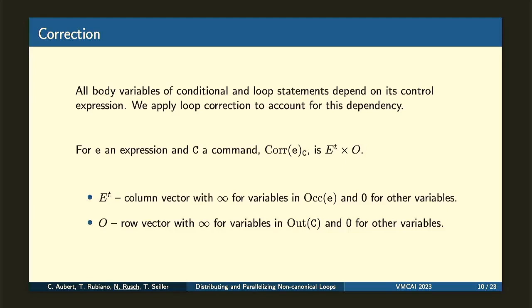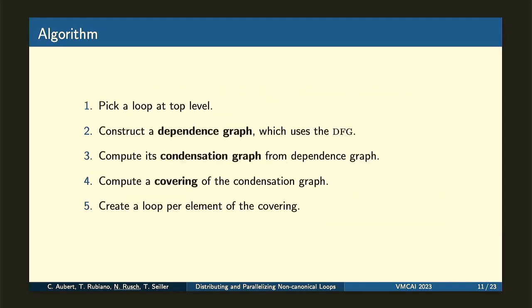So we do this in a step that we call correction. In the correction step, you consider what are your control variables, what are the variables that occur in the control expression. That gives you a vector. Then you consider what are the out variables of the body of the statement, and that's another vector. You multiply those, and that will give you the correction that we apply to the DFG. That in itself completes the construction of the DFG, so we can look at what are the next steps.